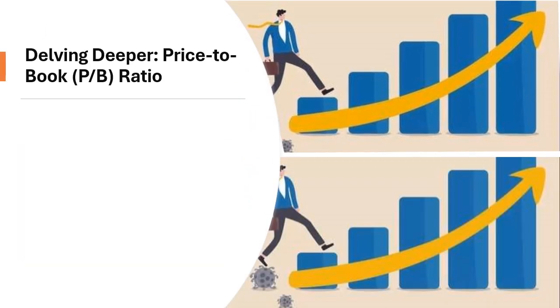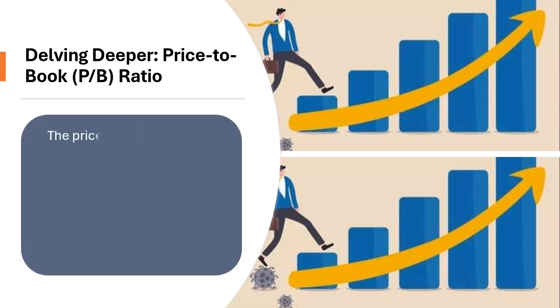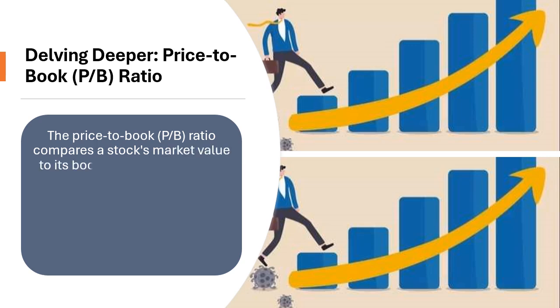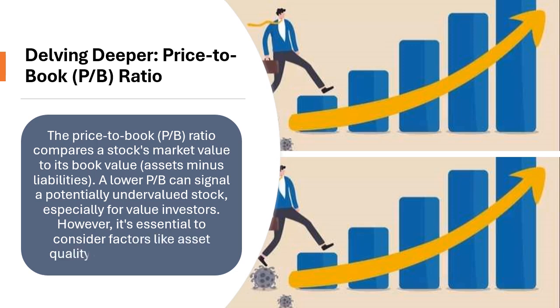Delving deeper, price to book (PB) ratio. The price to book (PB) ratio compares a stock's market value to its book value, assets minus liabilities. A lower PB can signal a potentially undervalued stock, especially for value investors. However, it's essential to consider factors like asset quality and industry norms.